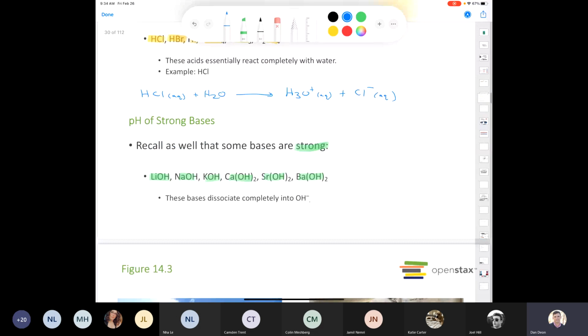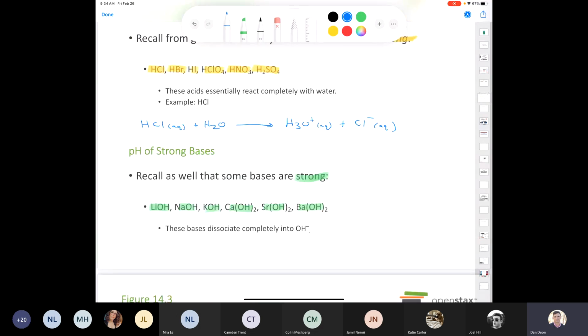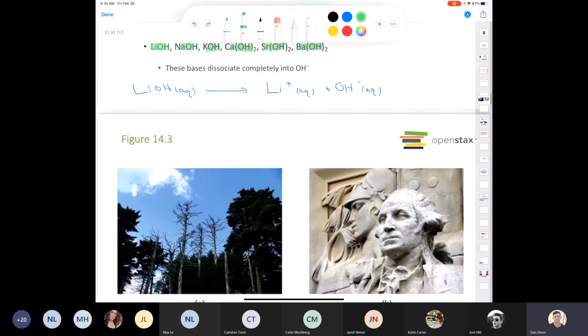The same thing is true for the bases. Now, we don't typically write a reaction between the base and water. You could technically, but the way that we would represent that a base is strong is, if we had a base like lithium hydroxide, it's such a strong base that it's going to dissociate completely into its ions, the lithium cation and the hydroxide anion. So strong bases and strong acids are denoted by irreversible arrows, not in equilibrium. Okay, good. Now let's move on from there.